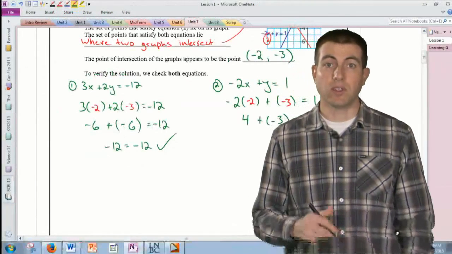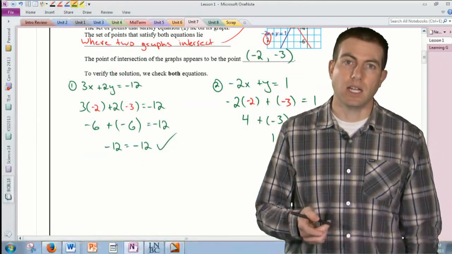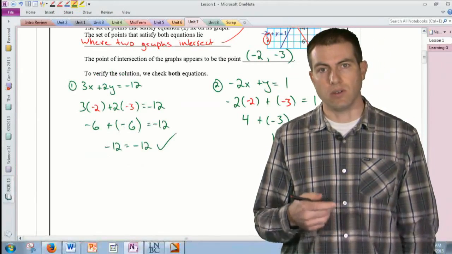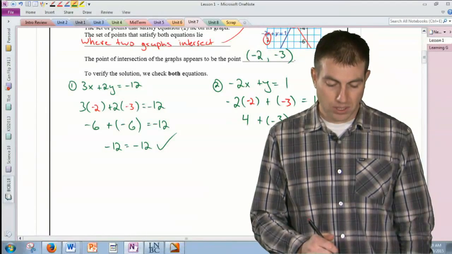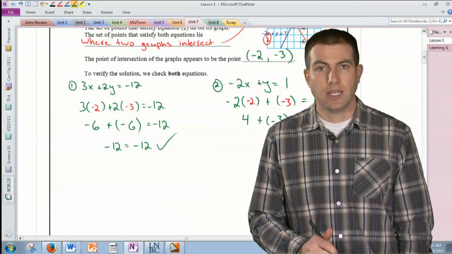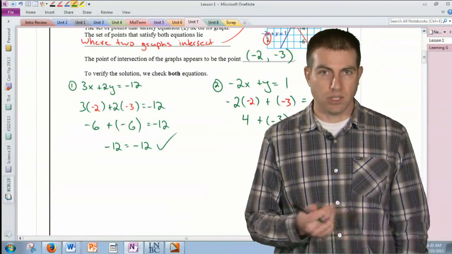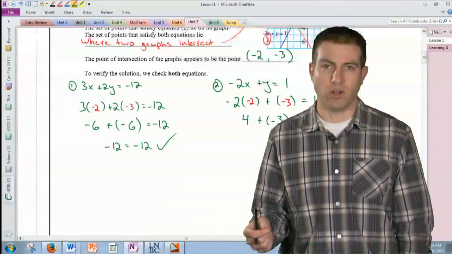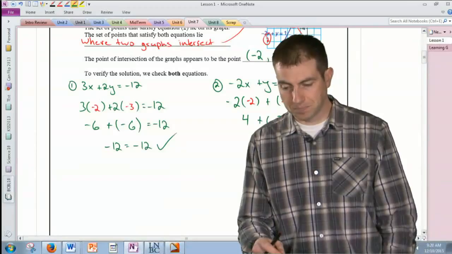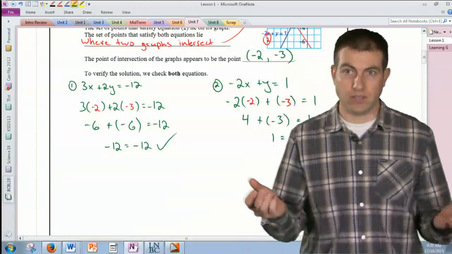So it turns out that the point I picked satisfies both of my equations. Once I put it in, I solved, and both sides were equal. So that means that that was the right answer. If I had gotten something different, like -1 equals 2, well, that's not true. So the point wasn't actually on one of those lines. And that's just how we do it.